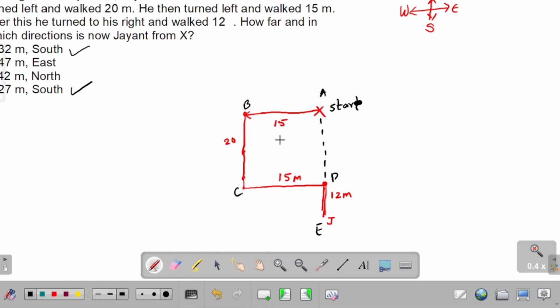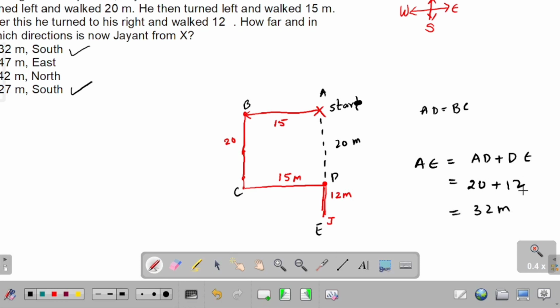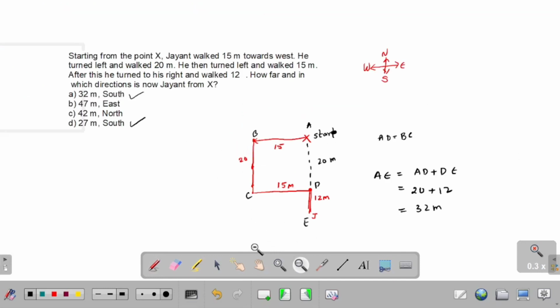So now AD equals BC. What is the AD distance? It is 20 meters. We need AE. AE equals AD plus DE. AD is 20 meters and DE is 12 meters. So total, 12 plus 20, 32. Final answer is 32 meters.